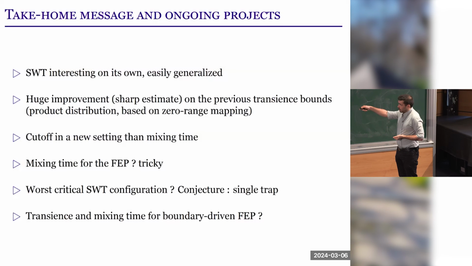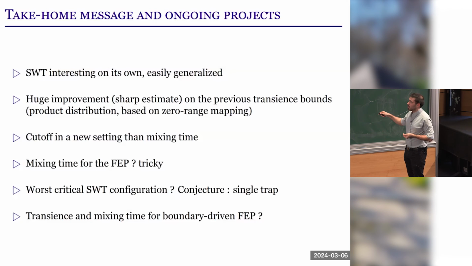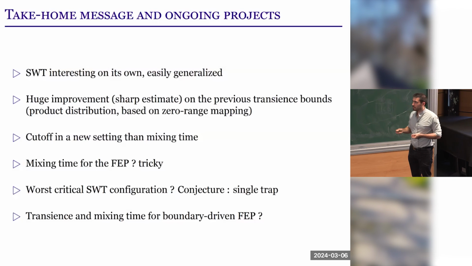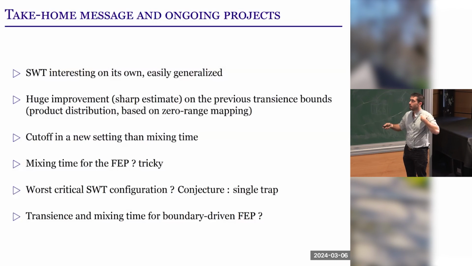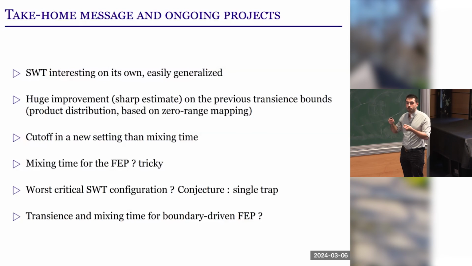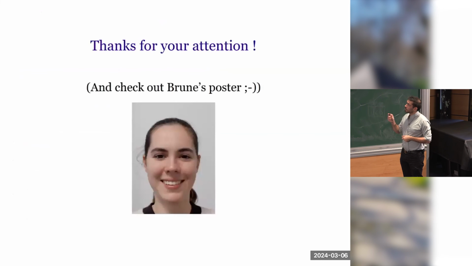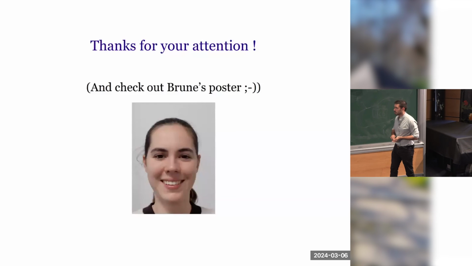Okay, and when we're done, maybe we can take a look at the transience and mixing time for the boundary-driven FEP. But this is tricky as well because those mapping arguments become very delicate once you put boundary interactions, because you can change the size of the mapped system. Well, thank you very much, and don't forget to check out Brune's poster if you want to learn more about this.